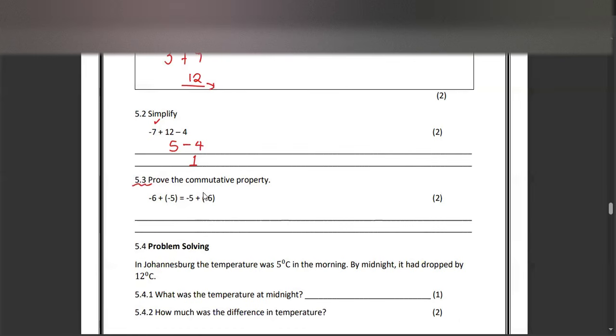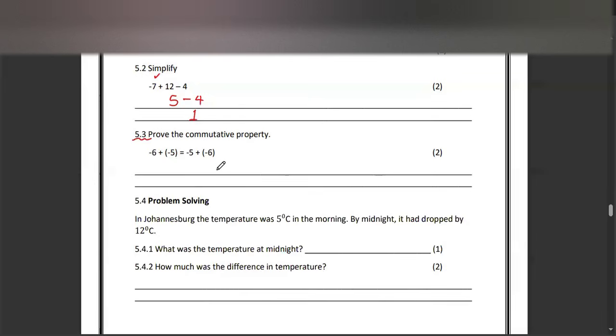Then 5.3, prove the commutative property. When you're proving this, you look at the left-hand side as well as the right-hand side, okay? If signs are next to each other, they need to be reduced as long as they are opposite signs, meaning that a positive and a negative becomes a negative. So it's going to be negative 6 minus 5. This becomes negative 11. When you come to the right-hand side, negative 5, a positive and a negative, we get a negative. We also get a negative 11. So this is true.